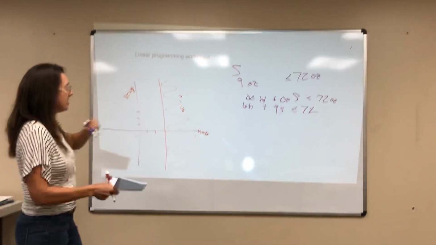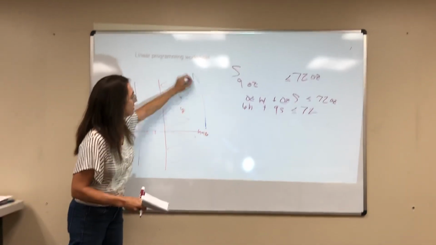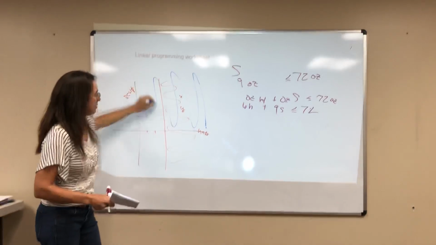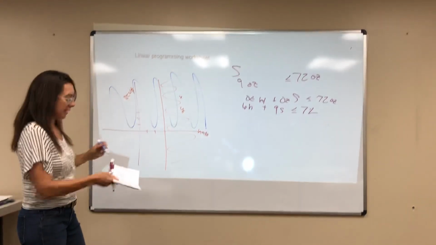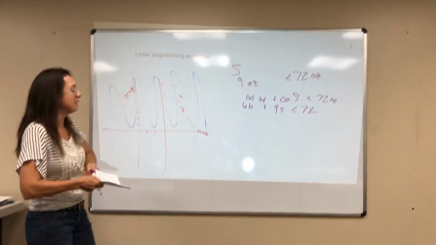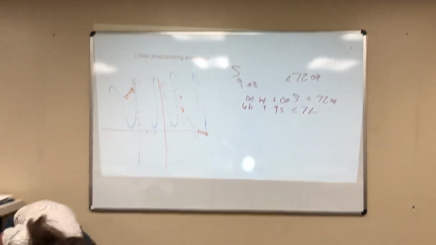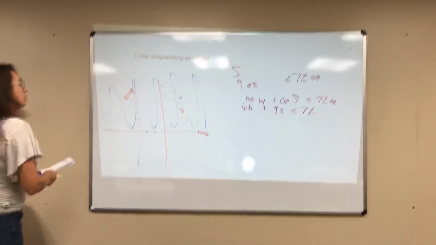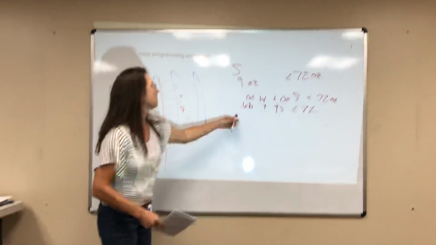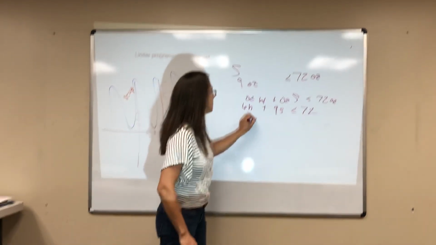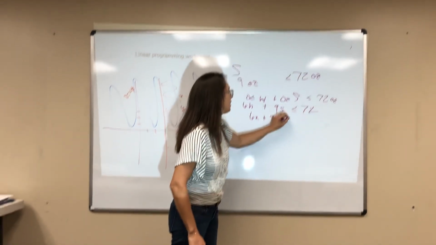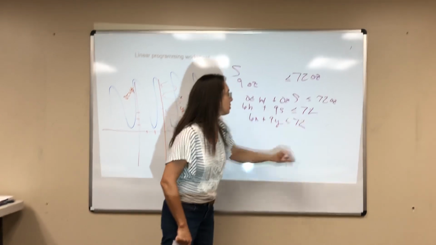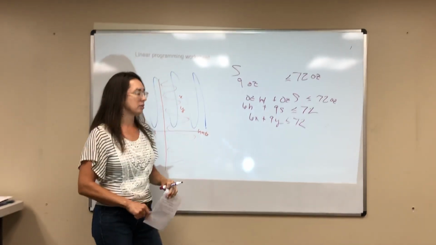Scarves is anything greater than 0. Right? Yes. And now we have this linear equation over here. So let's solve it. Let's replace this. 6x plus 9y is less than or equal to 72. I need a line, so I need to solve for what?